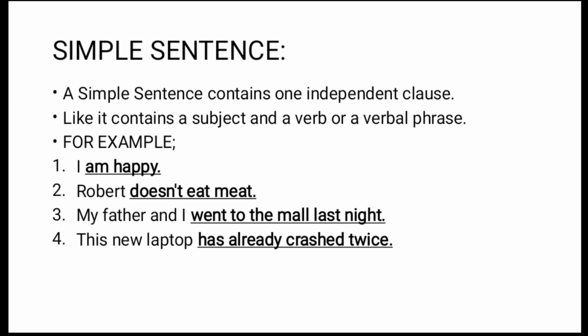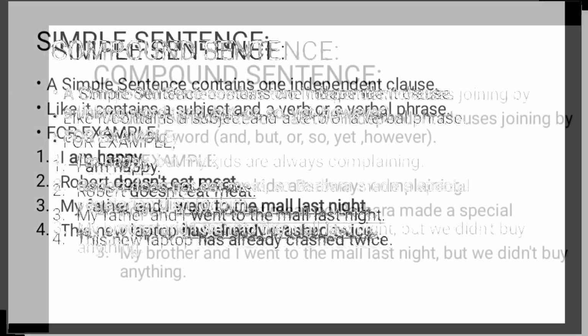The first type of sentence structure is a simple sentence. A simple sentence contains one independent clause, containing a subject and a verb or a verbal phrase. For example: I am happy. Robert doesn't eat meat. My father and I went to the mall last night. This new laptop has already crashed twice. As a whole, these four examples are sentences and independent clauses because they give us complete sense, and the underlined words are verbal phrases.